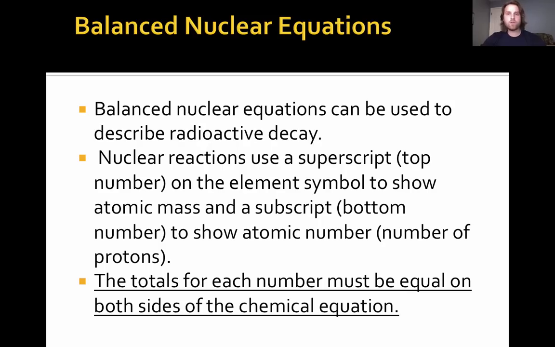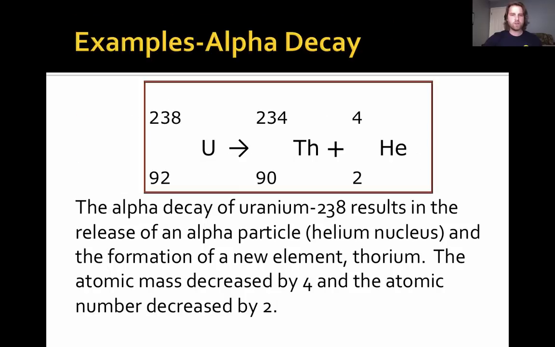So now we're looking at balancing nuclear equations. This is really something that you're going to have to be able to do very easily. And we want to show you how to do this. So nuclear reactions use superscript and subscript numbers. Superscript are the top numbers, subscript are the bottom numbers, and those show the mass number and the atomic number. The totals for each of those must be the same on both sides of the equation. It's going to be easier when you actually look at it.